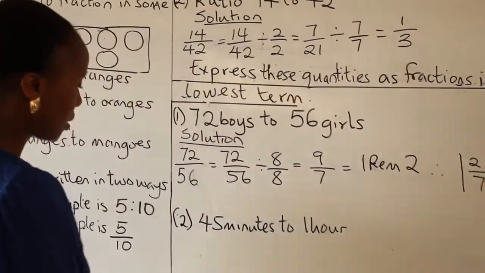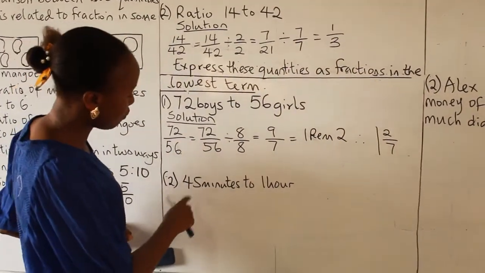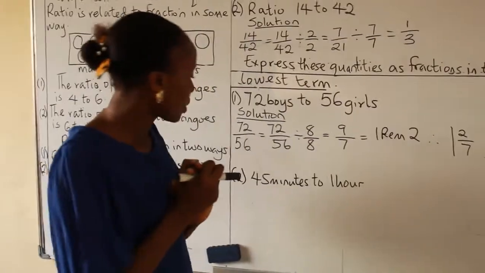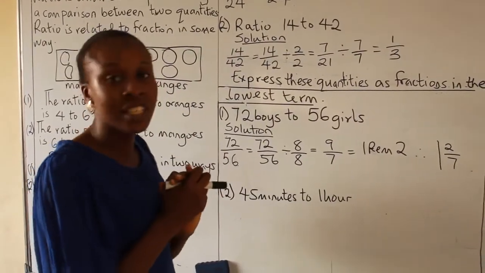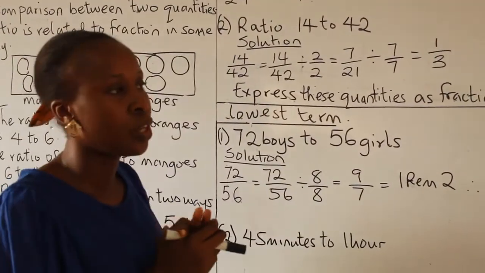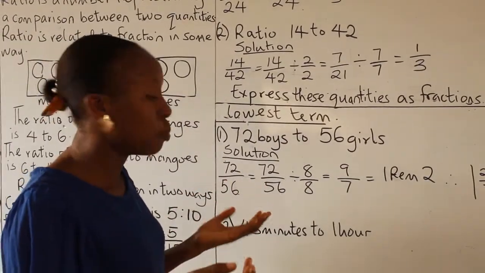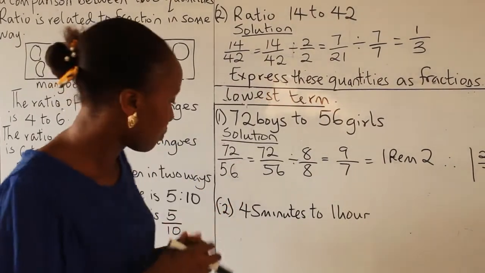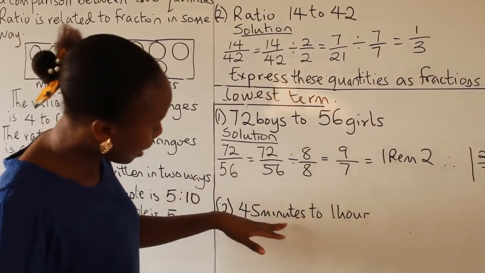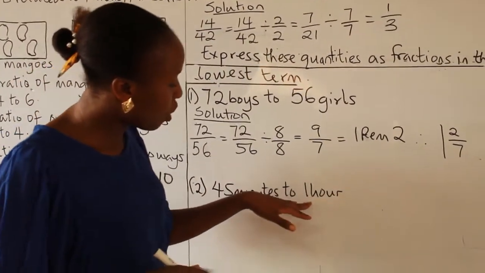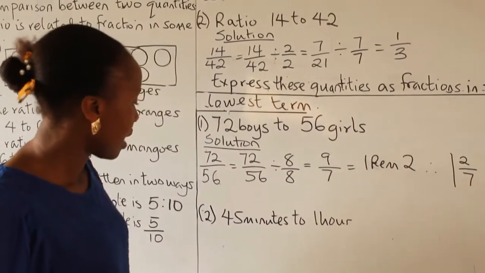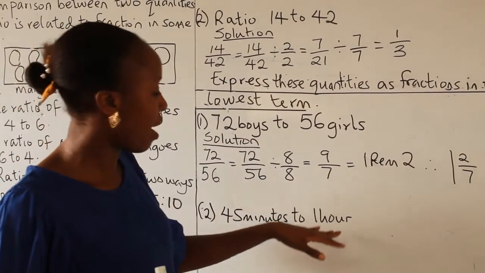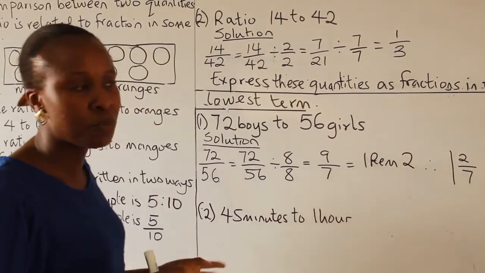Secondly, we'll be expressing 45 minutes to 1 hour. When you're expressing quantities of different units, you have to ensure that both quantities are of the same unit before you begin your calculation. And here we have 45 in minutes, and we have the one in hours. The smaller unit is minutes, so it will be better that we change our 1 hour to minutes before we simplify.